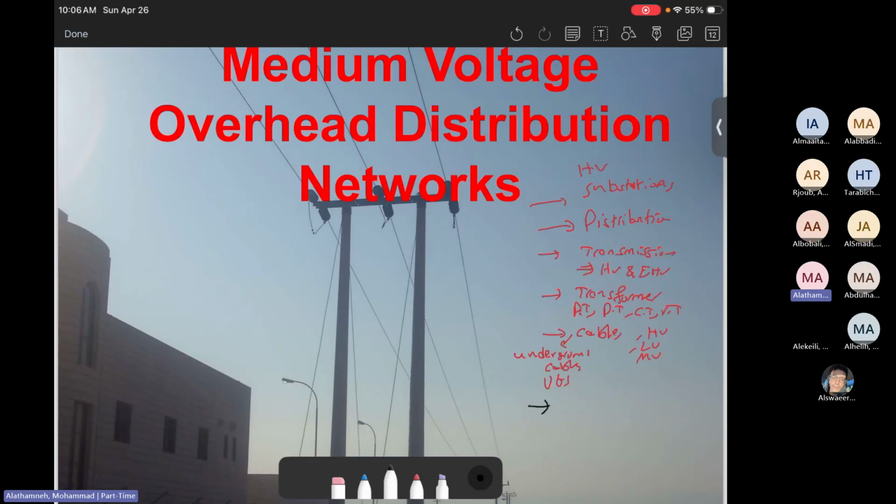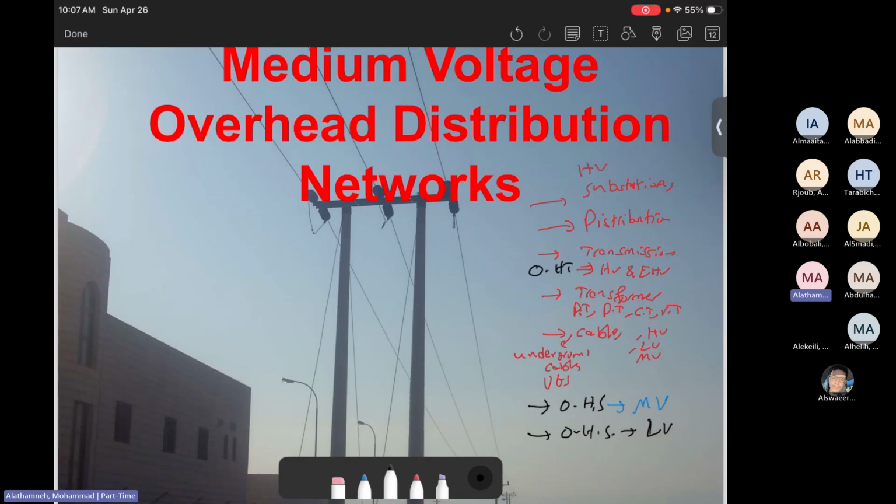Now, today's topic, we will try to finish the overhead, because when we talked about extra high voltage, it was overhead before. Now, we will talk about overhead systems as well, but we will try to finish it by discussing the medium voltage. Then next lecture, inshallah, on Tuesday, we will talk about overhead systems as high voltage and low voltage. Then we can say we're done with the overhead systems: high voltage, extra high voltage, medium voltage, and low voltage.